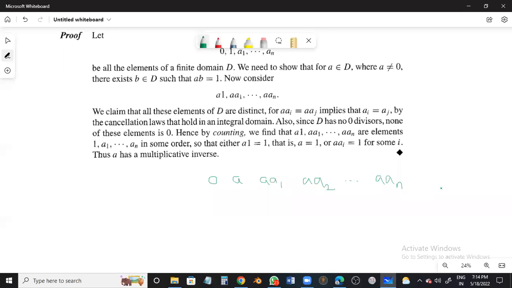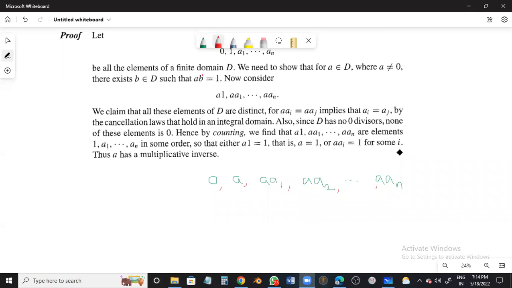Did you get n plus 2 entries back? Are these n plus 2 entries? I hope you can count. aa1 is my first entry, aa2 is my second entry, aan is my nth entry, and these remaining 2 entries. I got n plus 2 entries. Are you satisfied? Yes, so you got n plus 2 entries back.